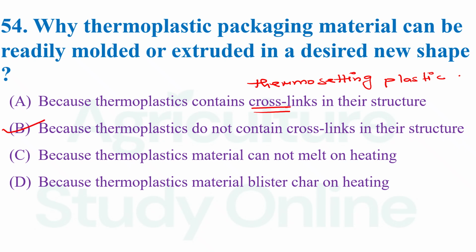Next one, because thermoplastic materials cannot melt on heating, so this is also incorrect. Because thermoplastic materials blister and char on heating, this is also incorrect. It is typical of thermosets, we can say. So correct option is B.